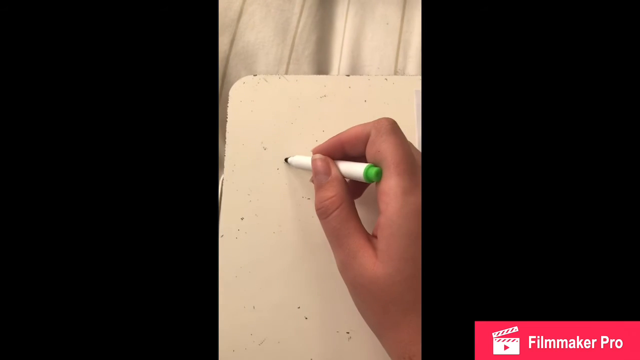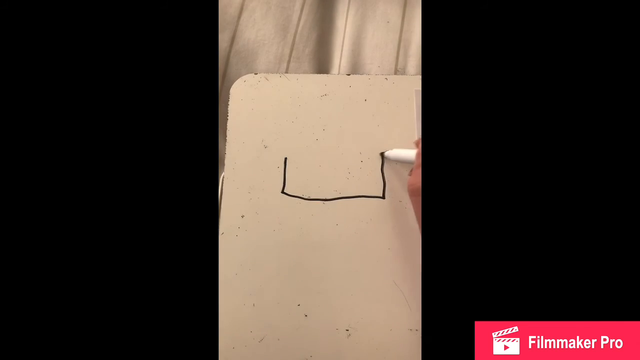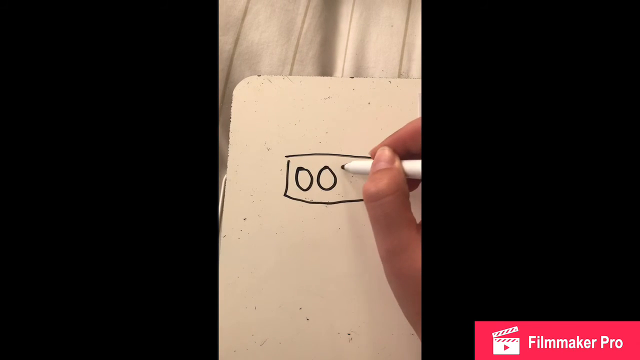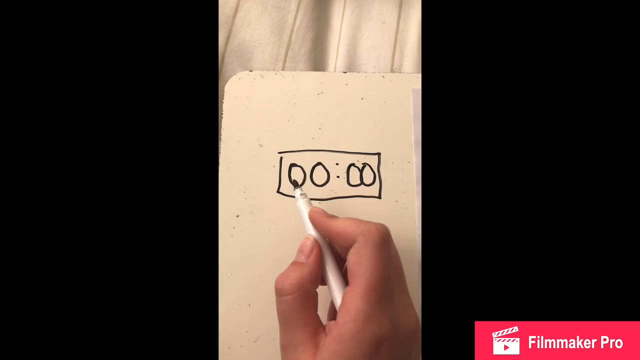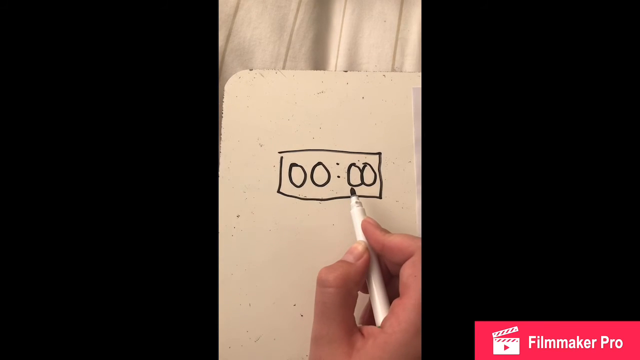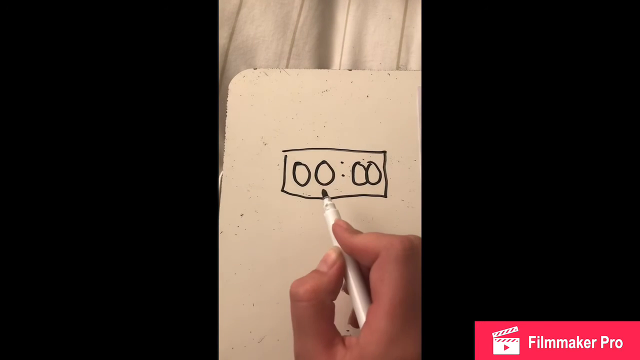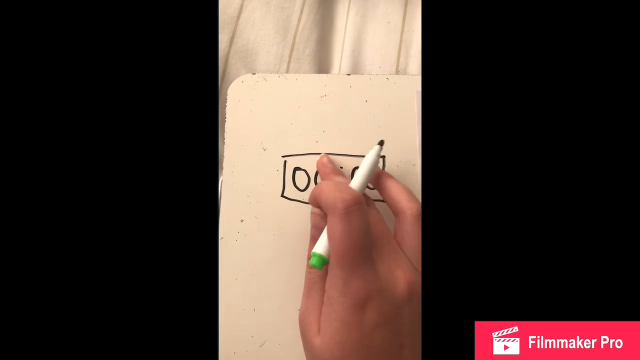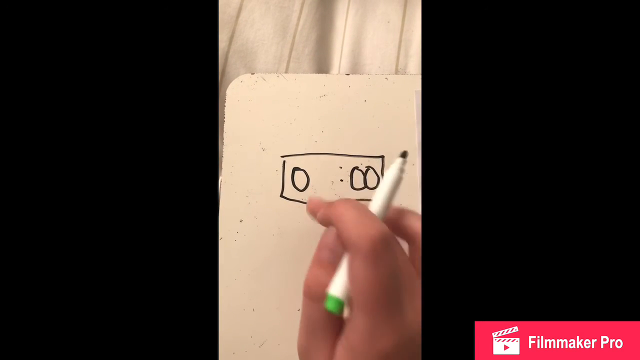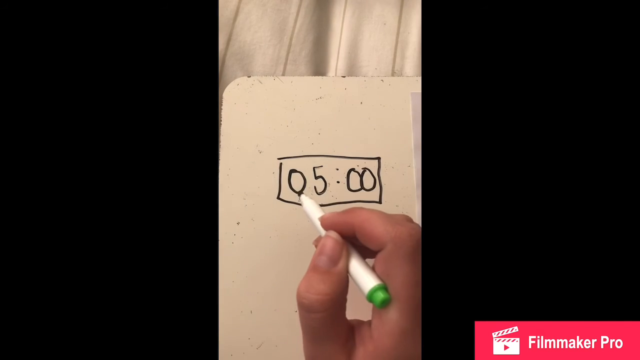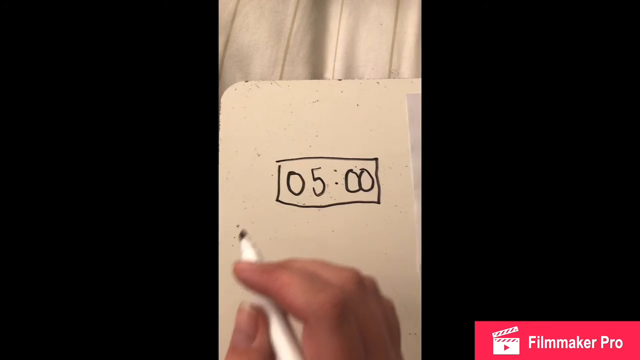Now remember, with a digital clock, there are 4 numbers. Those two are for the hours and those two are for the minutes. Now it is 5 o'clock, so we can write 0, 5. It's not 50 o'clock.